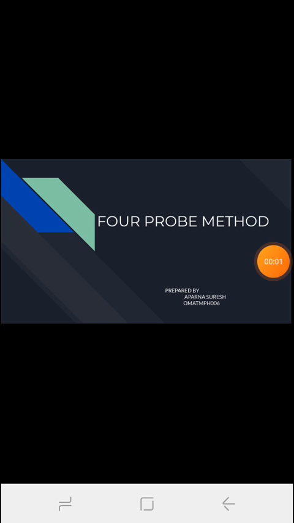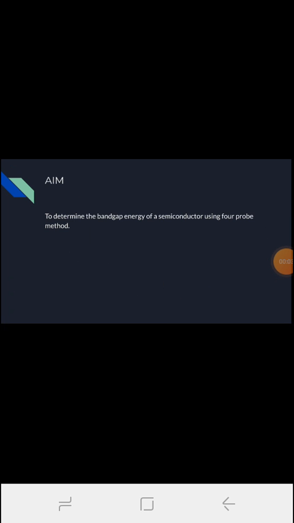Present here is the 4 probe method. So the aim of this experiment is to determine the band gap energy of a semiconductor, which is usually germanium or silicon, using the 4 probe method.